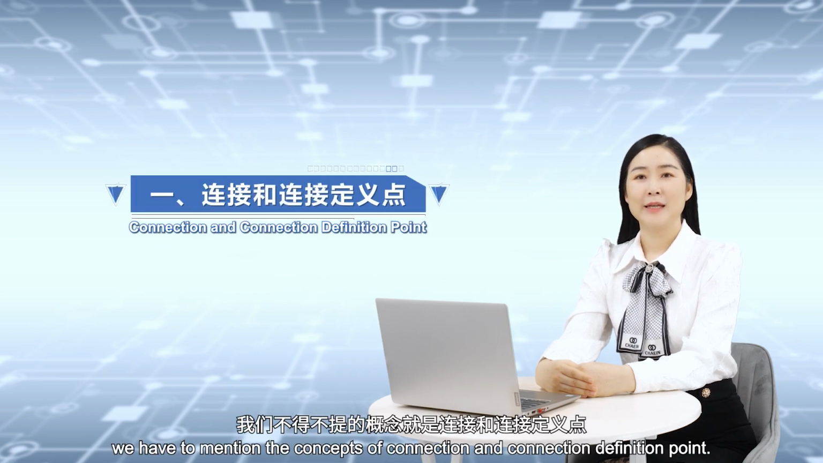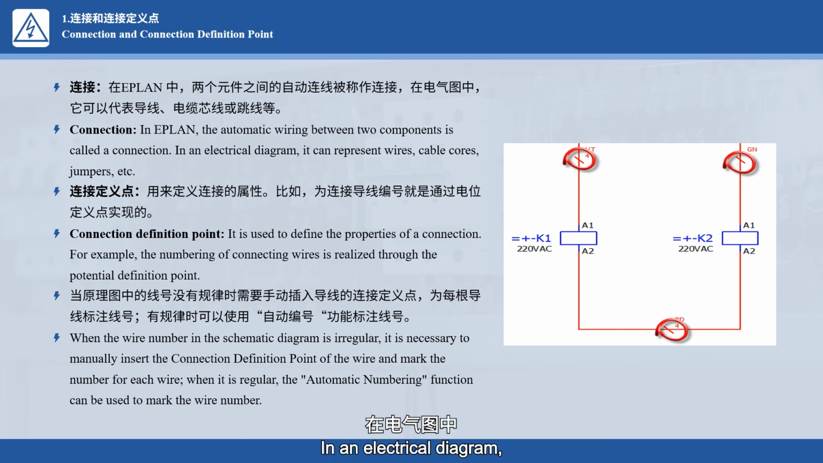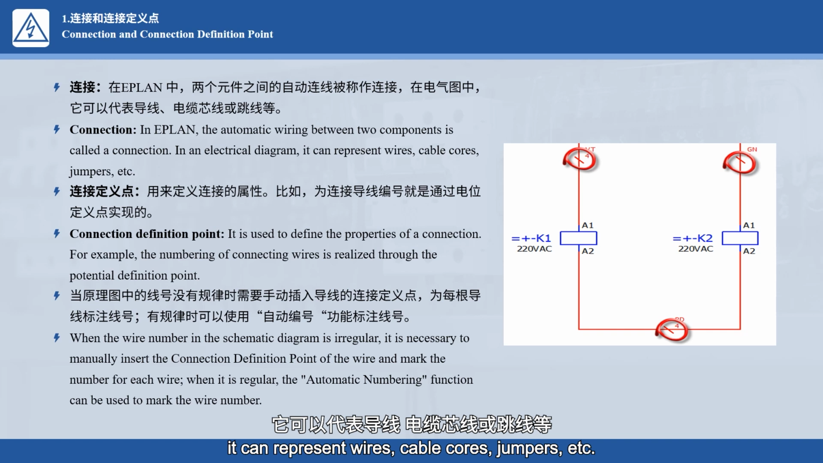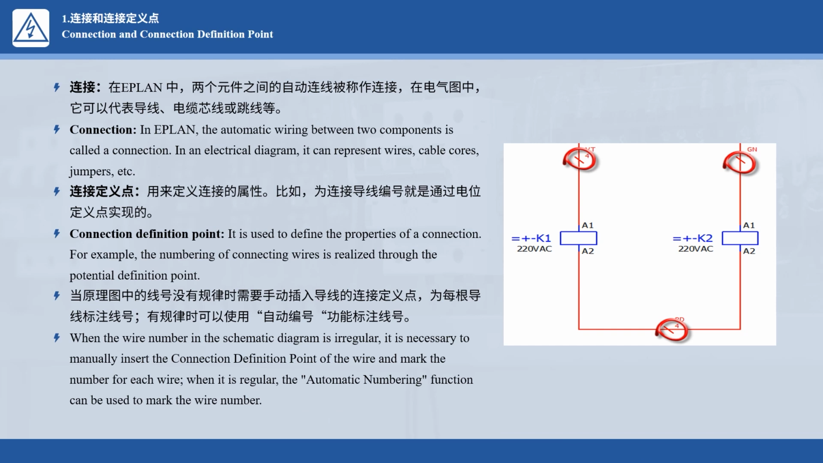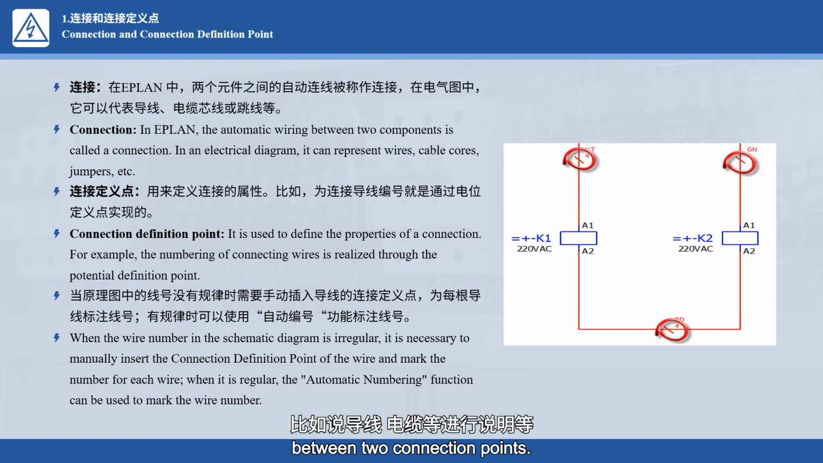When it comes to numbering, we have to mention the concepts of connection and connection definition point. In E-Plan, the automatic wiring between two components is called a connection. In an electrical diagram, it can represent wires, cable cores, jumpers, etc. A connection definition point is used to define connection properties and describe the connecting media, such as wires and cables, between two connection points. For example, the numbering of connecting wires is realized through the potential definition point.